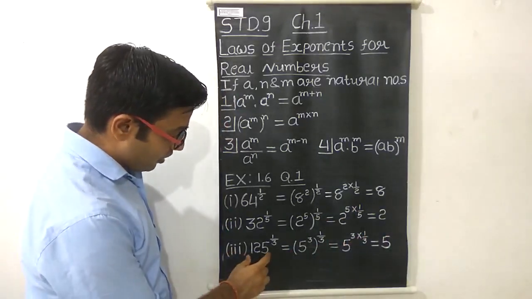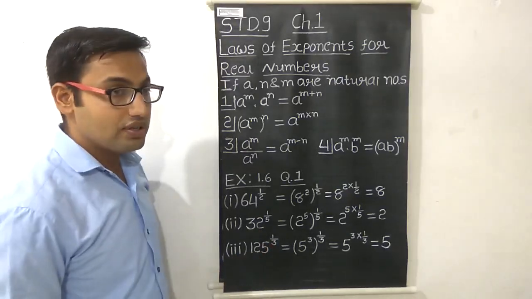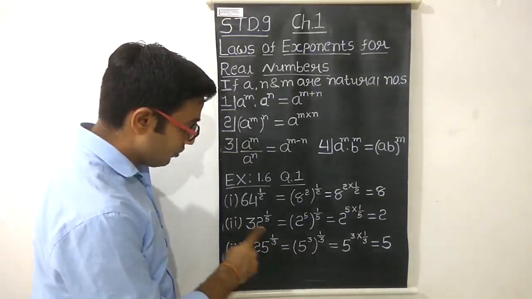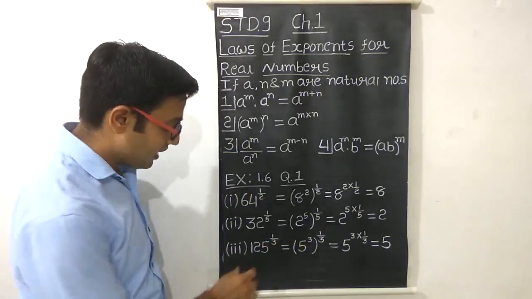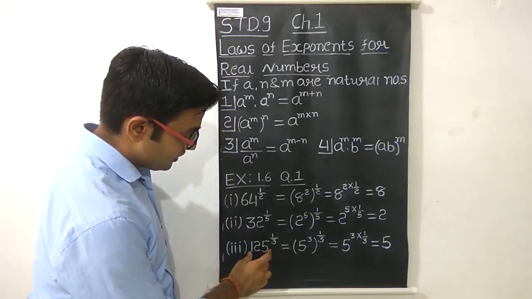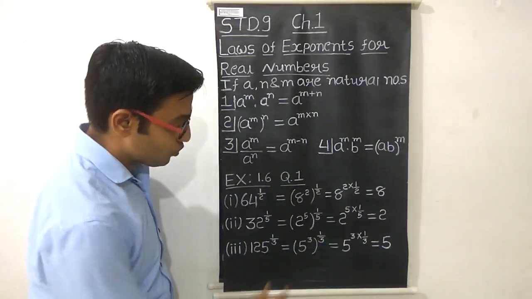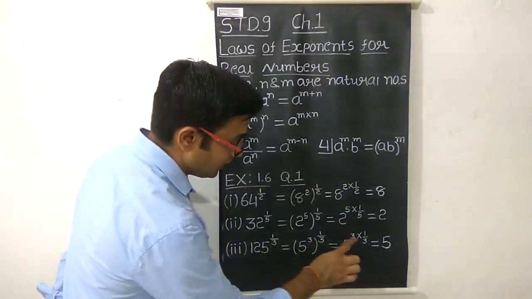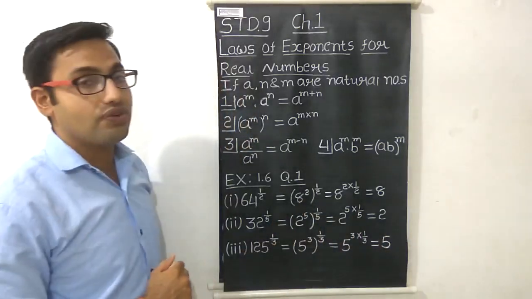Third sum, 125 raised to 1 upon 3. So we have to think: which number, if we apply the power 3, gives the value 125? Yes, that is 5. If we apply 5 raised to power 3, then we get 125. So instead of 125 we can put 5 raised to power 3, and it has the whole raised to power 1 upon 3. Again, 3 and 1 upon 3 will be in multiplication, the 3s will cancel out each other, 5 raised to power 1 remains, and the answer is 5.